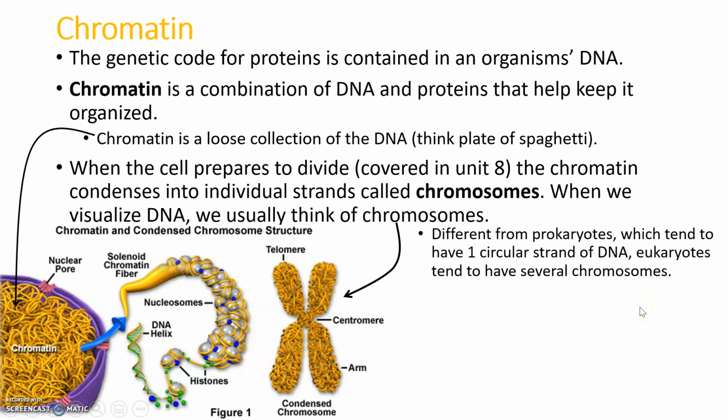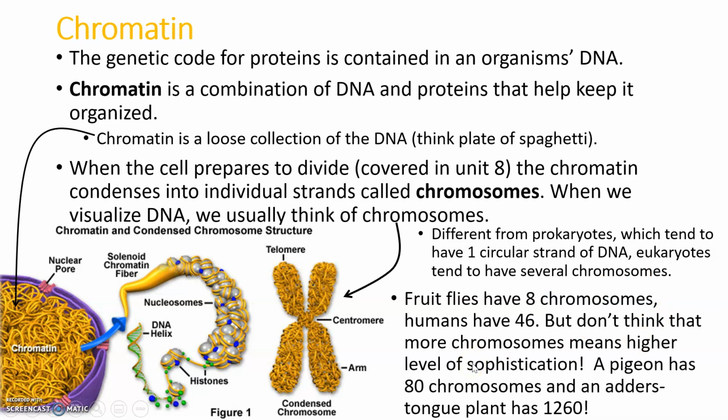So different from prokaryotes, eukaryotes have chromosomes. These are strands of DNA. They are not circular, and generally eukaryotes tend to have several of these strands. If you remember prokaryotes, they tended to only have one strand of DNA, and it was circular.